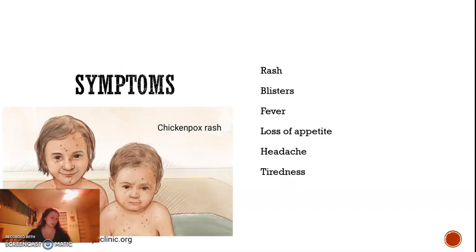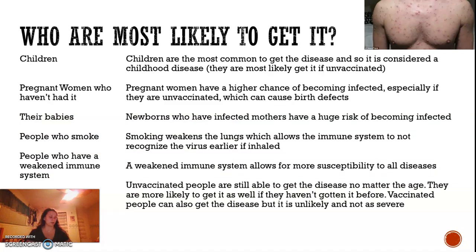So the main symptoms of chickenpox are rash and blisters, and as we talked about, that was the main way of determining if you have chickenpox for a very, very long time. The rash and the blister, as you can see in the picture that I have here, are the telltale signs that you have chickenpox. But some other things that also hint that you have chickenpox are a fever, loss of appetite, headache, and tiredness. So all of these together can really show that you do have chickenpox, or your child has chickenpox.